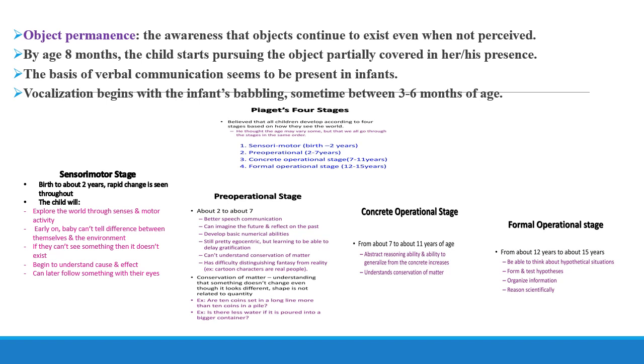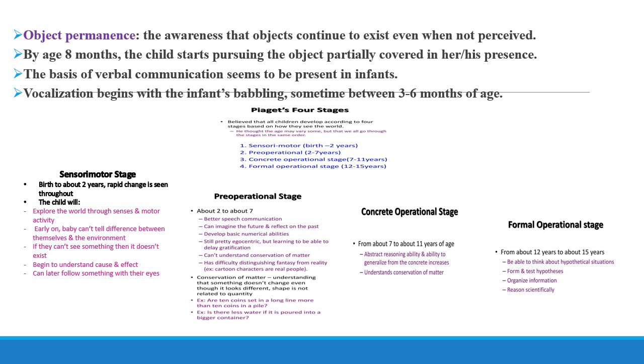Conservation of matter means understanding that something doesn't change even though it looks different. Shape is not related to quantity. Getting the point? Conservation of matter means understanding that something doesn't change even though it looks different. Shape is not related to quantity at this age, the pre-operational stage. For example, if you ask, are 10 coins set in a long line more than 10 coins in a pile? They will not understand that. Next, is there less water if it is poured into a bigger container? They will not be able to differentiate and distinguish that.